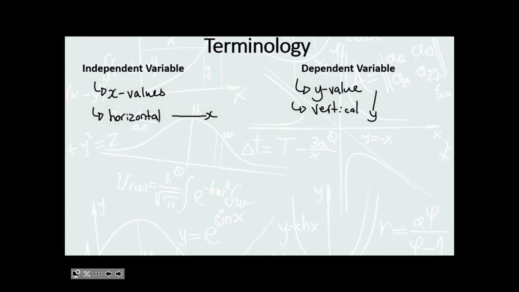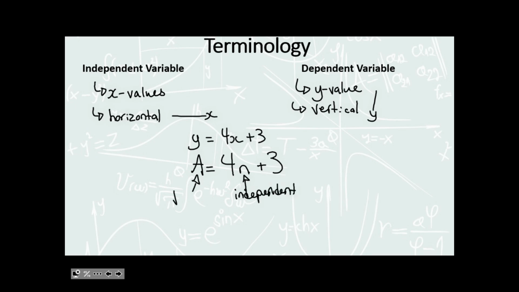If I gave you any old equation, a equals 4n plus 3, I should be able to look at this and say, what's the independent, what's the dependent? Usually equations are in the form y equals 4x plus 3. So that means n is the independent variable and a is the dependent, which is technically y. Okay?